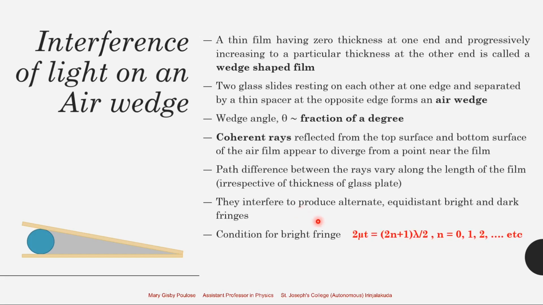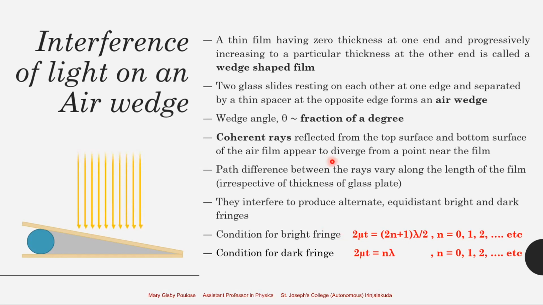Now, the condition for bright fringes: the path difference 2 mu t is equal to an odd integral multiple of half wavelength, that is (2n+1) lambda by 2, where n can have any integer values 0, 1, 2, 3, etc. The condition for dark fringe is given as path difference 2 mu t is equal to an integral multiple of lambda, that is n lambda, where n can have any integer values 0, 1, 2, 3, etc.